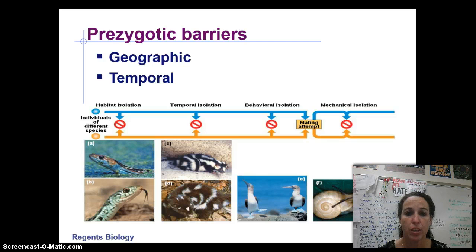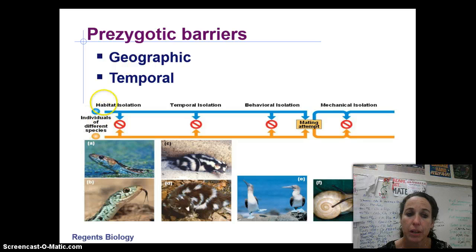The first one is geographic. Geographic means that they don't live in the same place. So there's no chance that they're going to meet because they don't live together. Okay, so that's the first one. That's also called habitat isolation. You might want to write that down as well. So geographic is the same thing as habitat. They don't live in the same place.